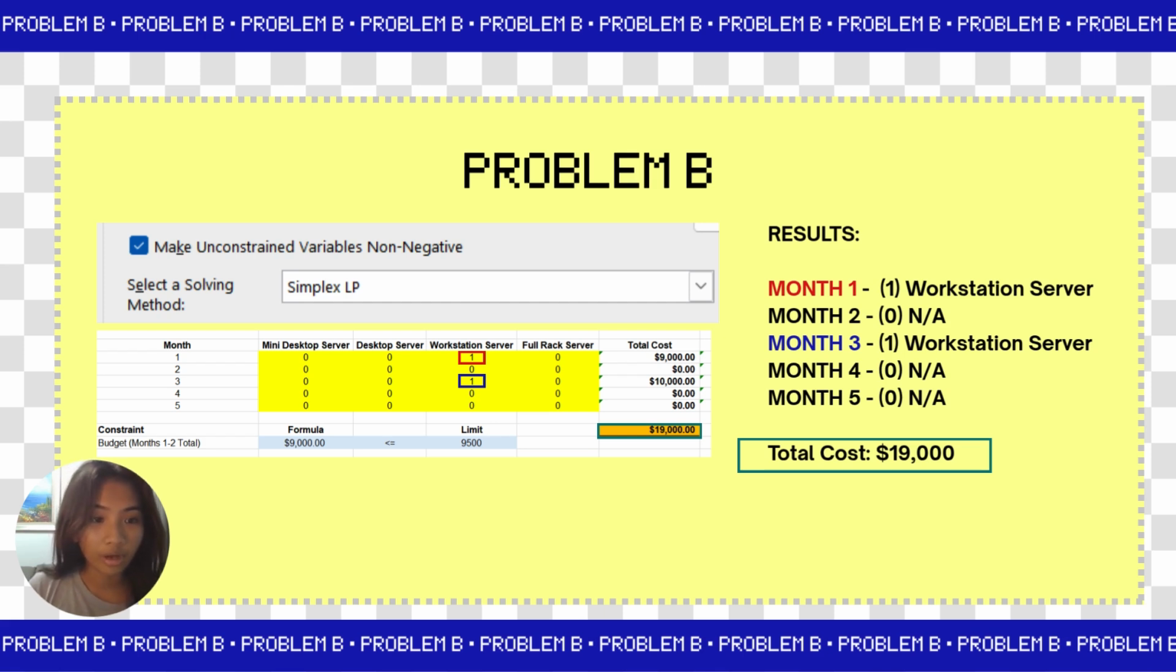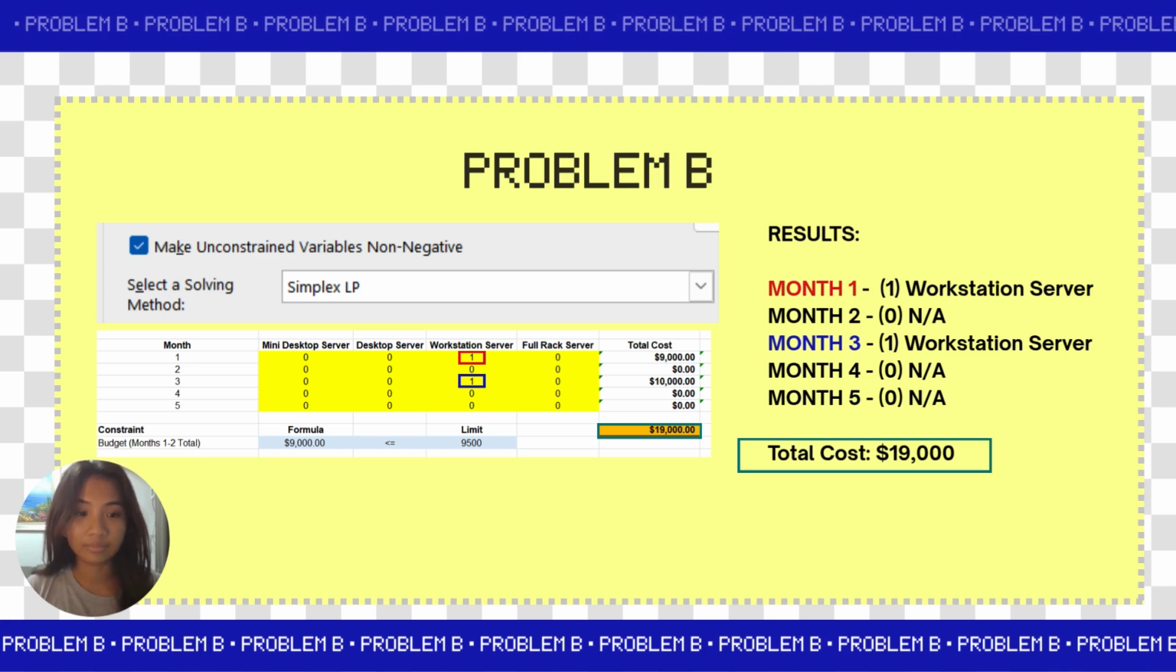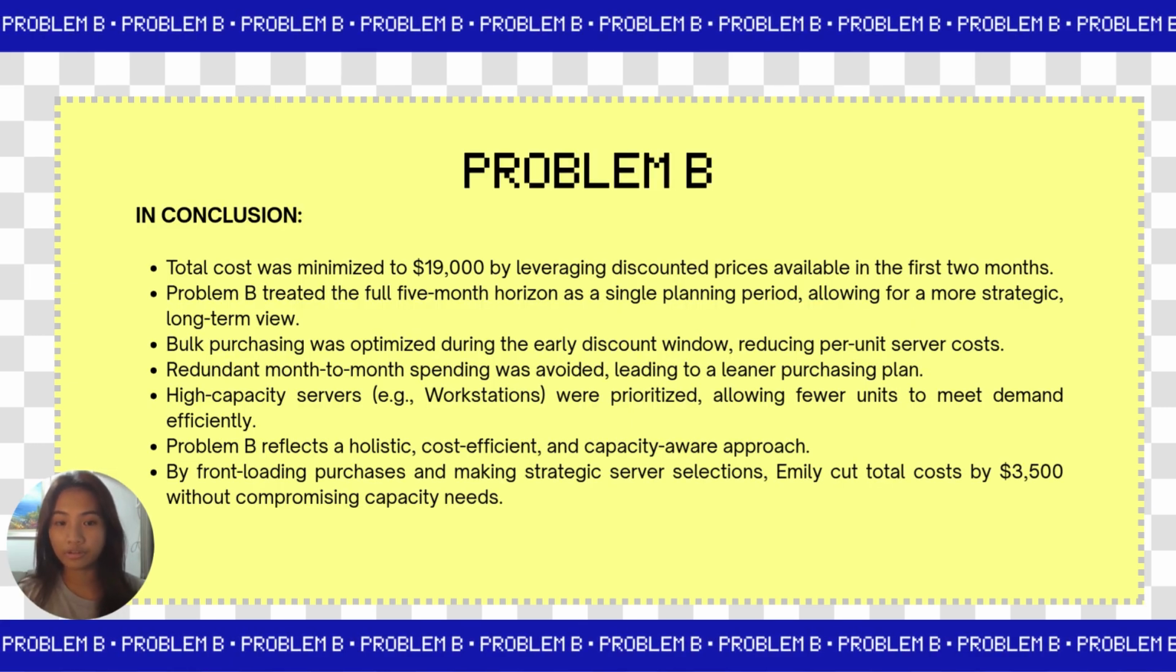So if you look at the total cost, there is $9,000 for month 1, 0 for month 2, $10,000 for month 3, and 0 for months 4 and 5. So $9,000 plus $10,000 equals a minimized total cost of $19,000. Moving on to the conclusion, overall the total cost was minimized to $19,000 by leveraging discounted prices available in the first 2 months.